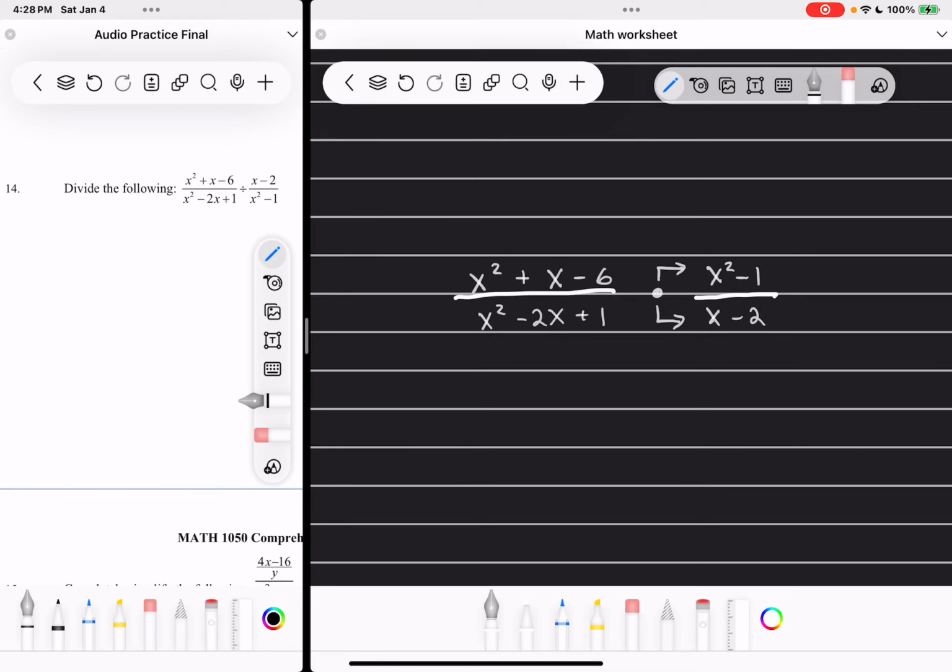This is question 14 for the practice final. The first thing on this question is you probably notice it looks different than what's on the left. In the left, we have trinomial over trinomial divided by two binomials.